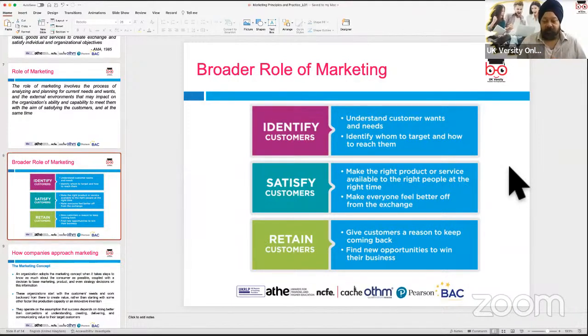And that is where you're trying to build loyalty and you're trying to retain the customer. So here, when we look at the broader role of marketing, it tends to be: how do we identify our target customers, how do we keep them satisfied, and how do we retain them over a point in time. And that would be the broader role of marketing.